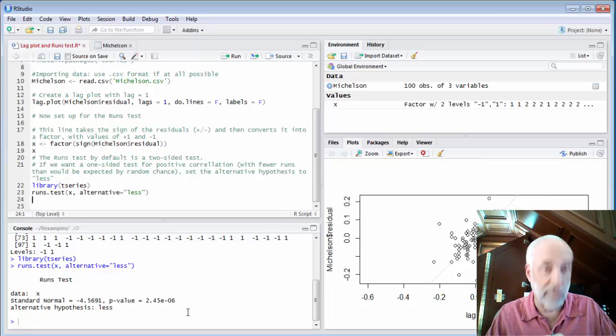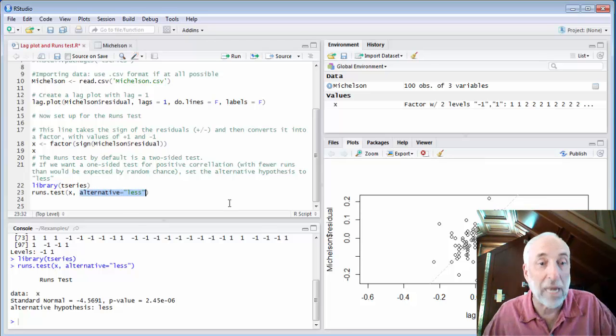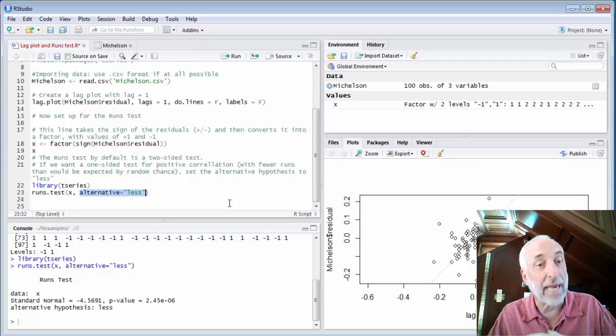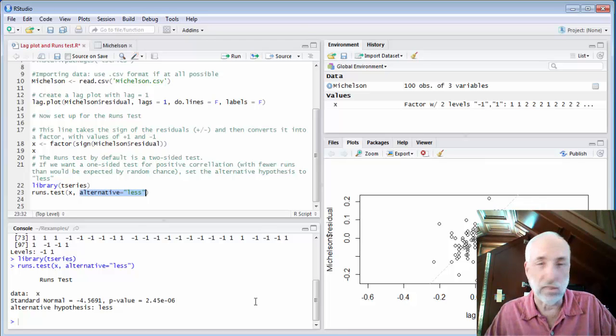So the default is a two-tailed test, but I set the alternative hypothesis to be equal to less. So less means we get fewer runs than you expected. That's a sign of positive correlation. I'm doing a one-tailed test where the alternative is we really do have positive correlation, not just any old correlation, which is the same thing I did in my Excel spreadsheet. All right, so that's how you run a runs test in R, and you can see it's really quite simple to do.